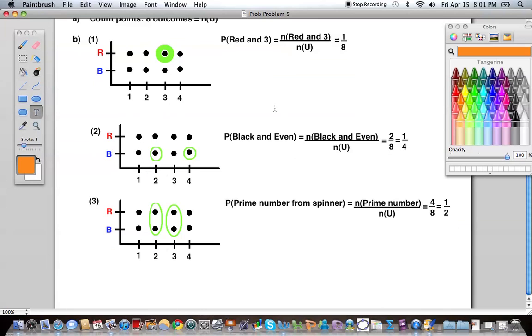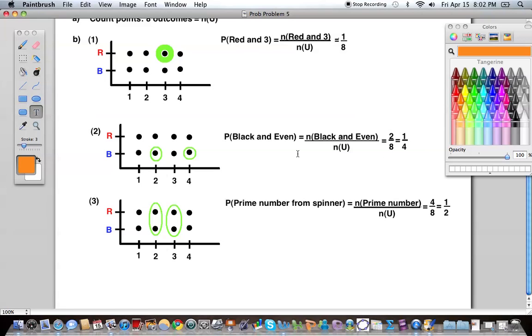Part 2 asks us to find the probability of getting a black and an even number. There are two ways to do this. We have two even numbers, 2 and 4, along with a black. So it can be black and even. There are two ways. Probability of getting black and even is equal to the number of ways of getting a black and even divided by the total number of ways. This is equal to 2 divided by 8 is equal to 1/4.